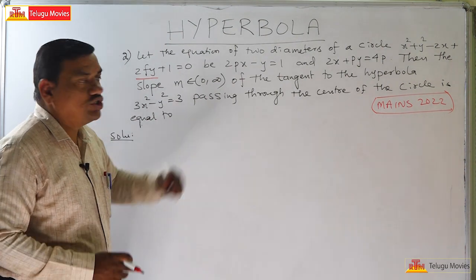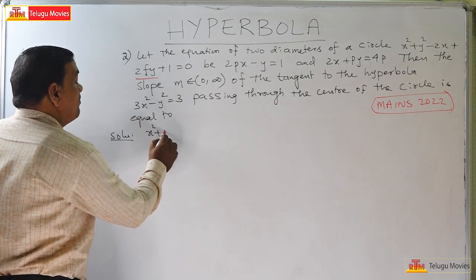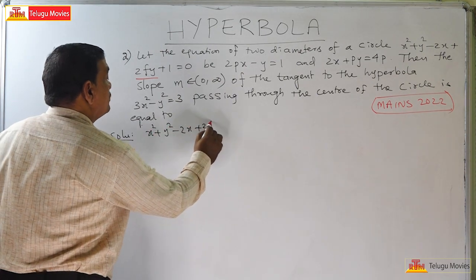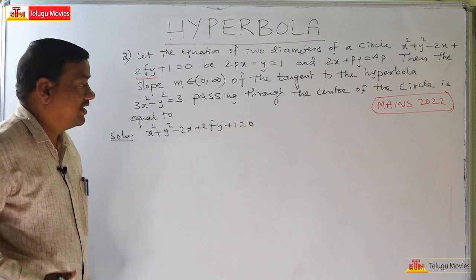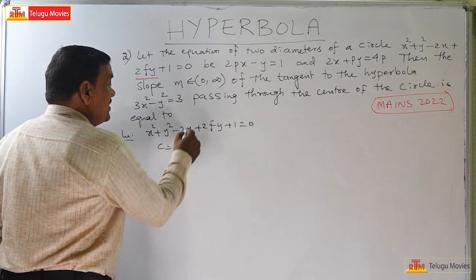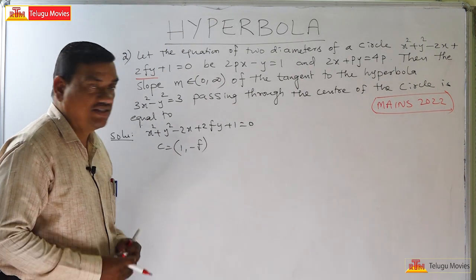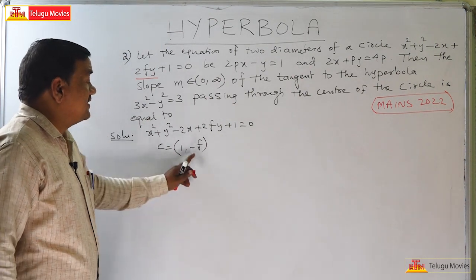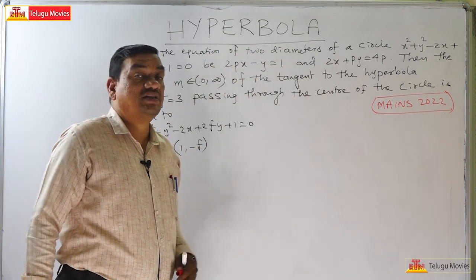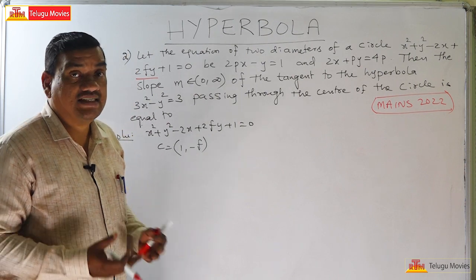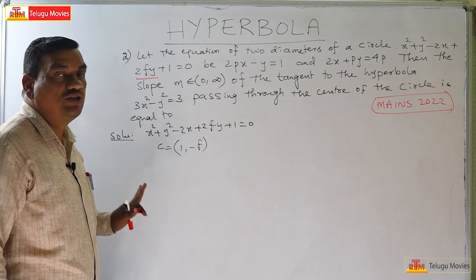Coming to the solution of this equation. The equation of the circle is x square plus y square minus 2x plus 2fy plus 1 is equal to 0. What is the center? The center is clearly 1 comma minus f. We know that the center should lie on the diameters, because the diameter passes through the center. So our aim is to find the value of f.